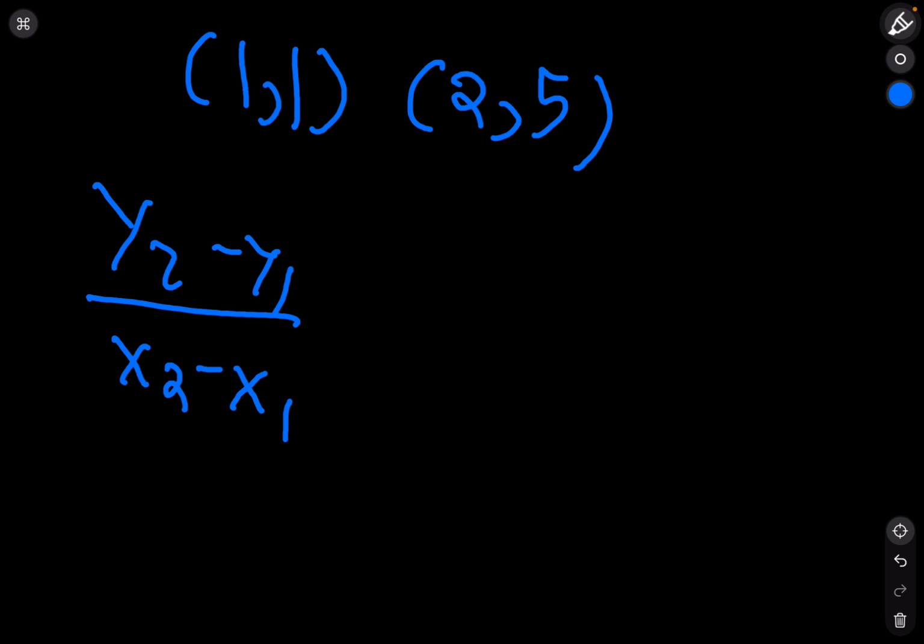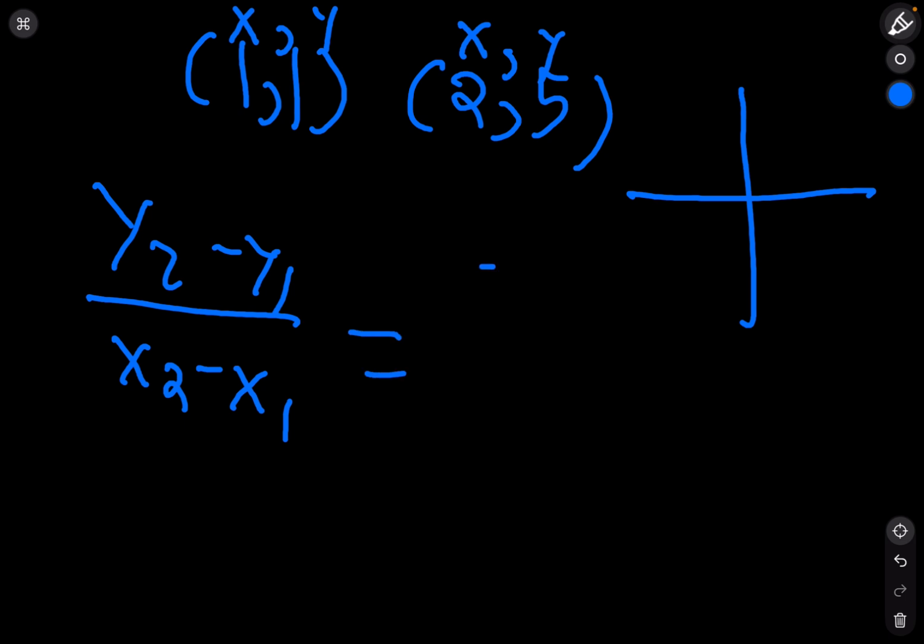The reason this equation works is that you're taking the rightmost point and subtracting the left point from it, coordinate by coordinate. So this will be x and y, then this will be x and y. Now if we use our equation, you'll get 5 minus 1 over 2 minus 1, which is equal to 4 over 1. So our slope is 4.